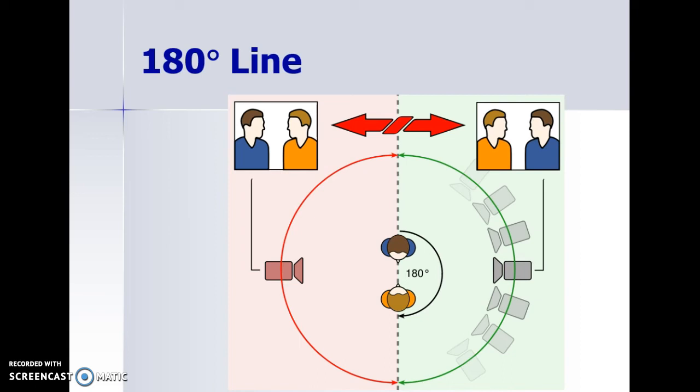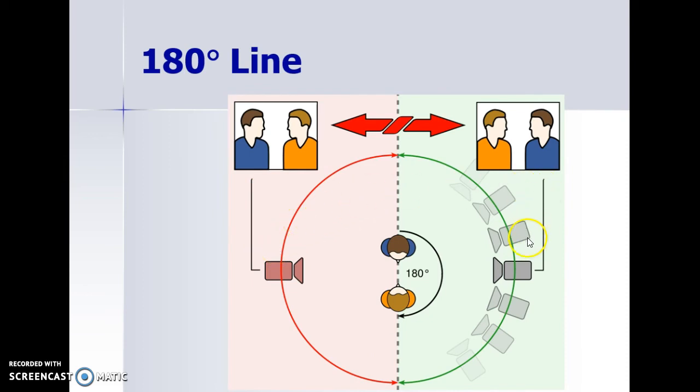So basically, a regular circle has 360 degrees to it. And so the 180-degree line cuts that circle in half. And what you basically want to do in order to establish the 180-degree line is figure out what's called the line of action that is going on. So it's basically, where are the characters moving? What are they going to be doing? And when you figure out where they're going to be existing in the space, you draw a line down the middle of that activity and you choose either one side or the other side to put the camera on.